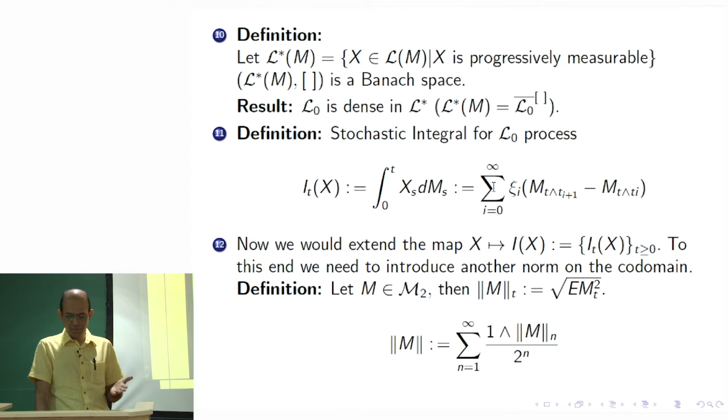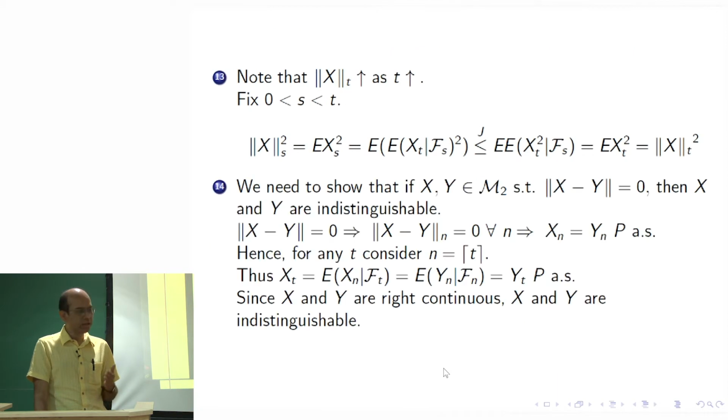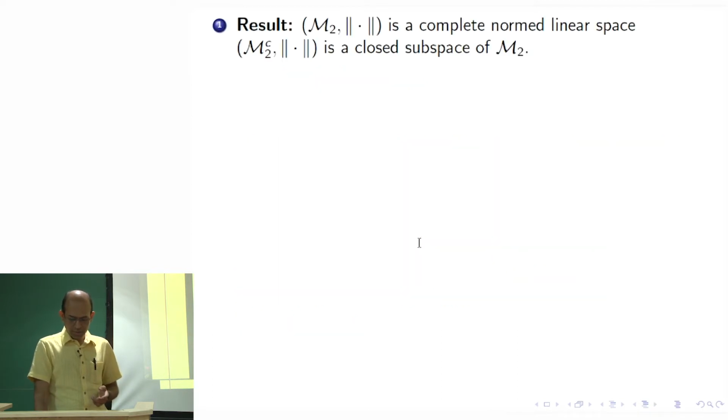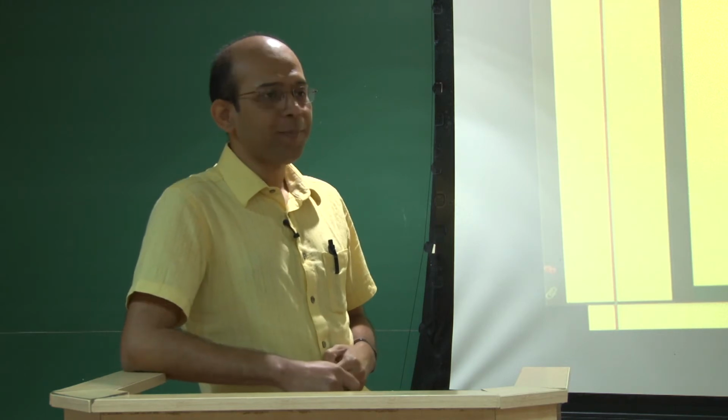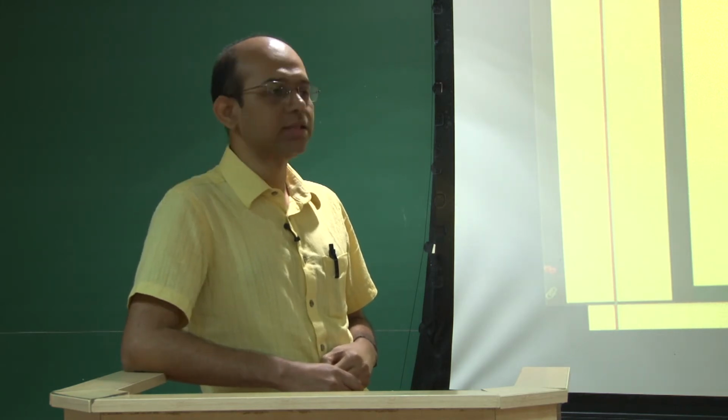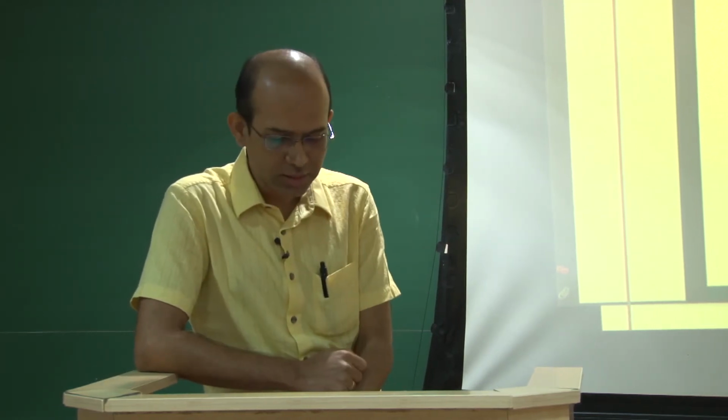Then we talked about a norm of Martingales. This norm is defined here, and we showed that if two processes are indistinguishable, the norm of their difference is 0. Then we obtained the space of square integrable Martingales with this norm, and we quoted the result that this space is a complete normed linear space. So it is a Banach space, and a particular subclass of that is the space of square integrable continuous Martingales. That is a closed subspace of this space.